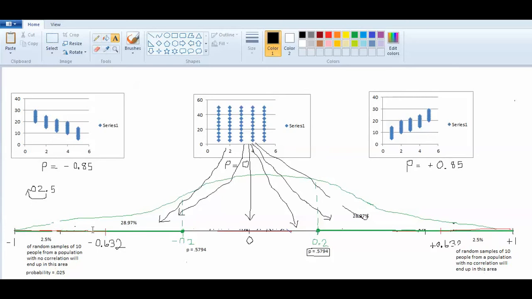Actually, what I mean is each individual random sample of 10 people from a population with no correlation has a 0.025 probability of landing in this area. And the same thing is true out here. Each individual random sample of 10 people from a population with no correlation has a 0.025 probability of landing in this area.